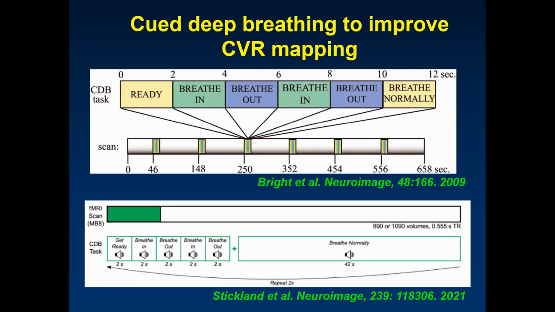Another way to improve the resting state CVR mapping is to introduce cued deep breathing. This method was proposed by Dr. Molly Bright. They have 2 versions of the task. One is a periodic modulation with cued deep breathing. And another, more recent development, is a cued breathing period at the beginning of a resting state scan. They repeat the cued deep breathing twice and then do a pure resting state scan after that.